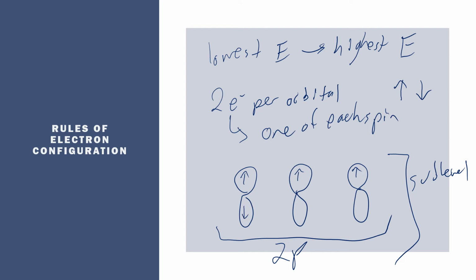Now, a lot of times we don't actually draw those dumbbell or sphere or whatever shapes. So we'll use boxes just to make our lives easier. So you'll have 3 boxes to represent the 2p sublevel, and you'll put 1 arrow in each before you double up. And it's convention that we always put an up spin in each of those sublevels before you put a down spin. And again, this is as you add each additional electron to the atom.